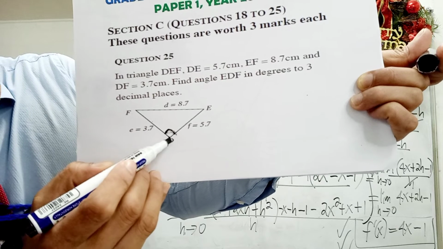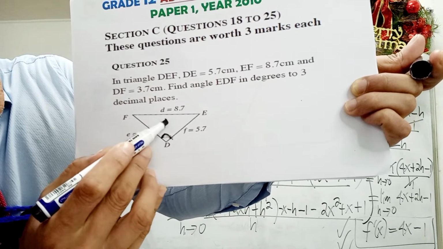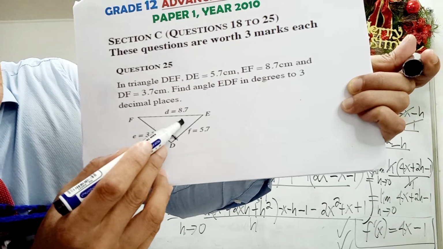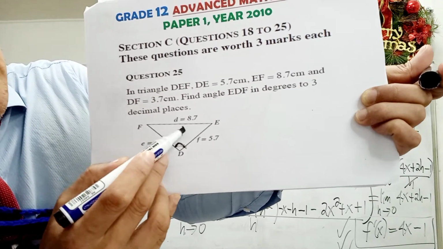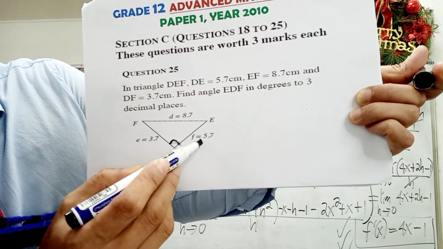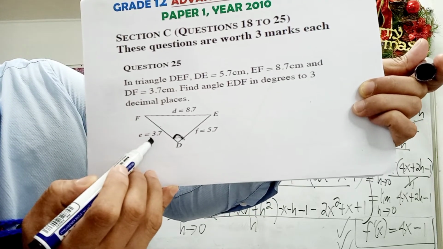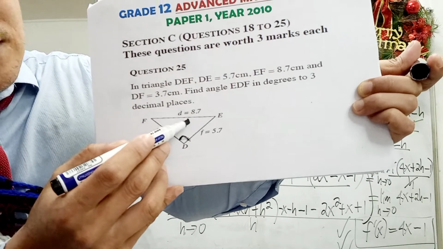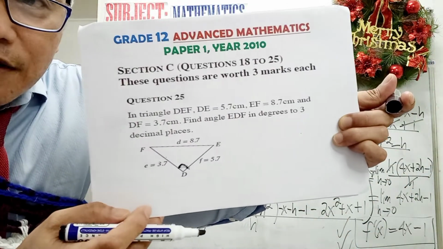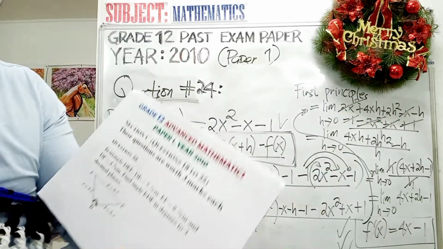Now take note, the opposite side of this angle D is the longest side of the triangle. That is why 8.7 is longer than 5.7, which is longer than 3.7. So the longest side is usually the letter C. So let me rewrite the formula for the cosine rule.